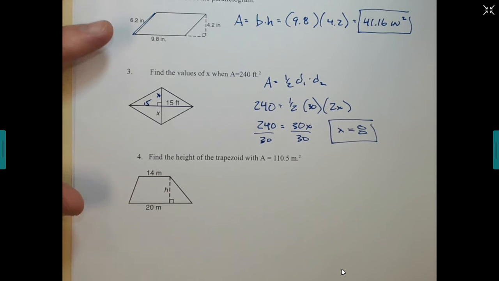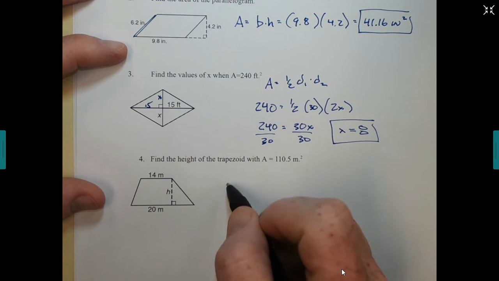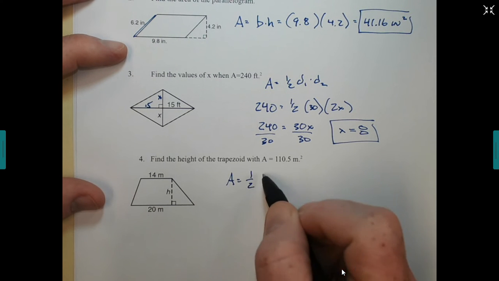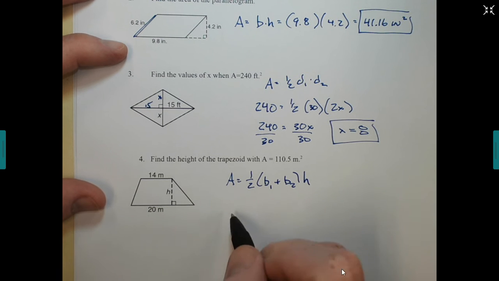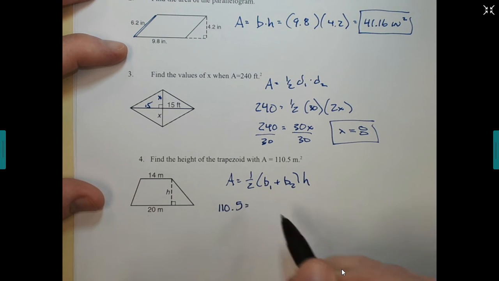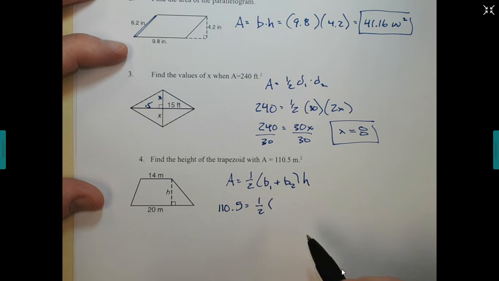They must find the height of the trapezoid. Again, we're looking at area. Area of a trapezoid, 1/2, base 1 plus base 2 times height. You're going to need access to all these formulas. If you haven't been writing them down, do a Google search. Find a list of all the formulas.